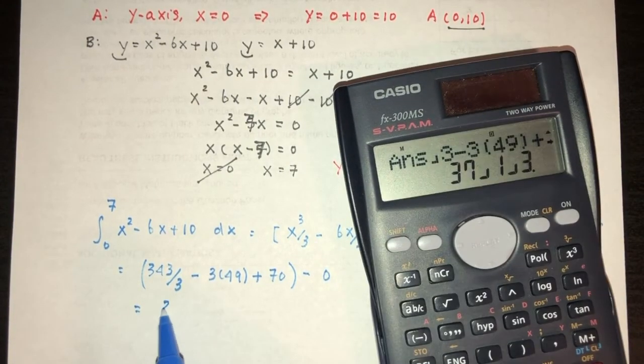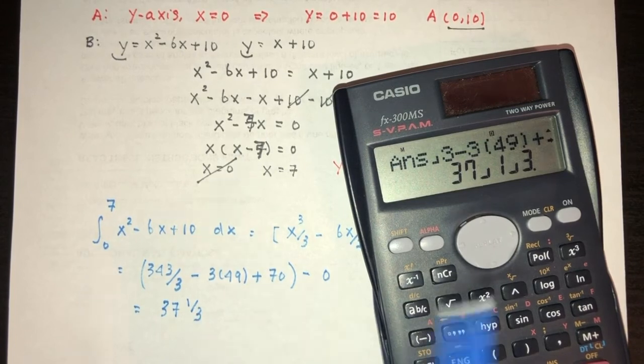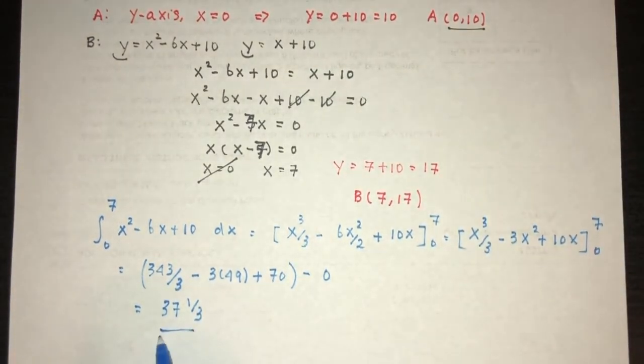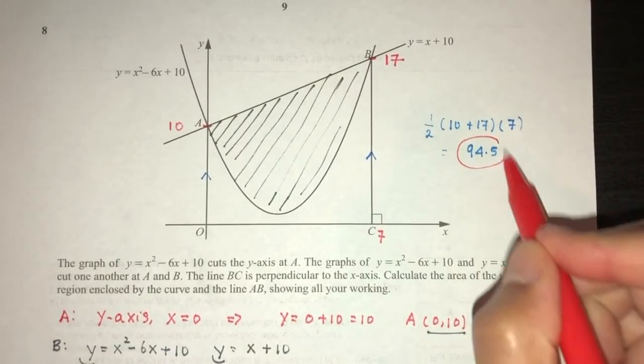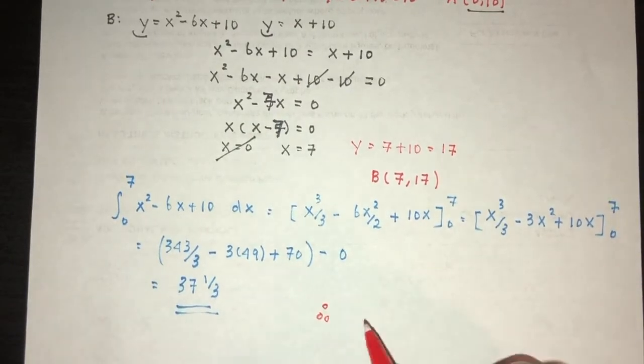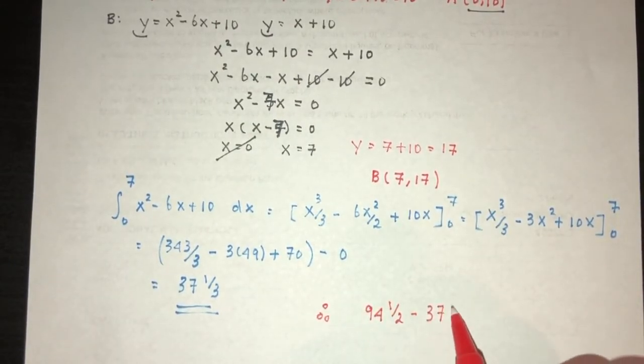That will be 37 1 over 3. So this is the area that you don't want. It is the area under the graph. So for your answer, you want the whole area minus the area below the curve. So this minus 37 and 1/3.